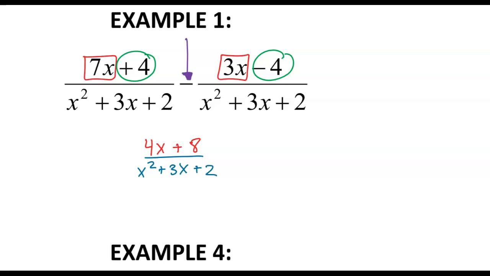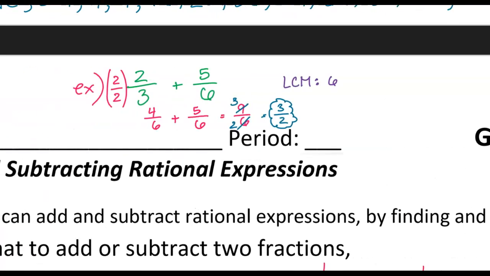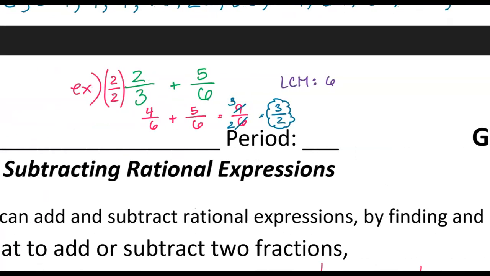What do you think we need to do to make sure that this is our final answer? Remember, what was the last step? After we combined up here, what was the last step we did? We simplified by canceling out a factor. The factor we canceled out was 3.